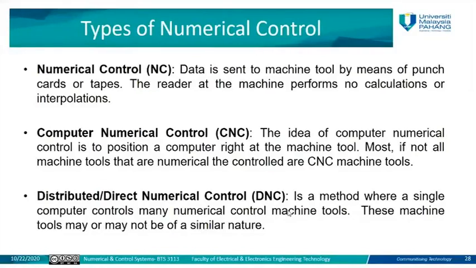So the data is sent to the machine tool by means of punch cards or tapes. The reader of the machine will perform no calculation or interpolations for this code. For example, you have a very simple coding which consists of letters, numbers, and characters, like N20, N50, and so on. This code will be sent to the machine using punch cards or tapes.